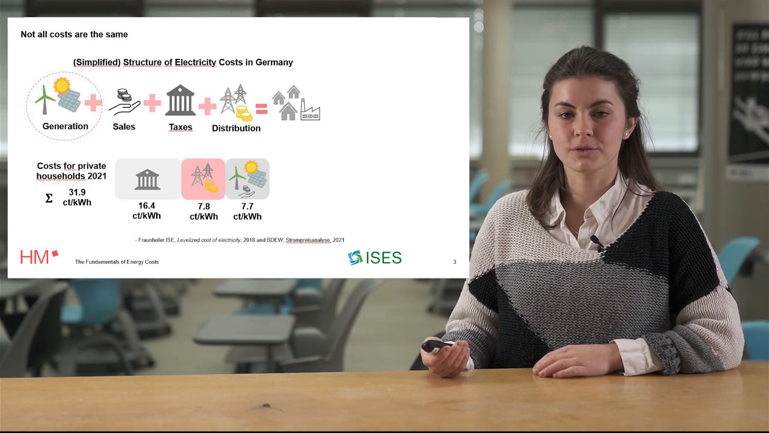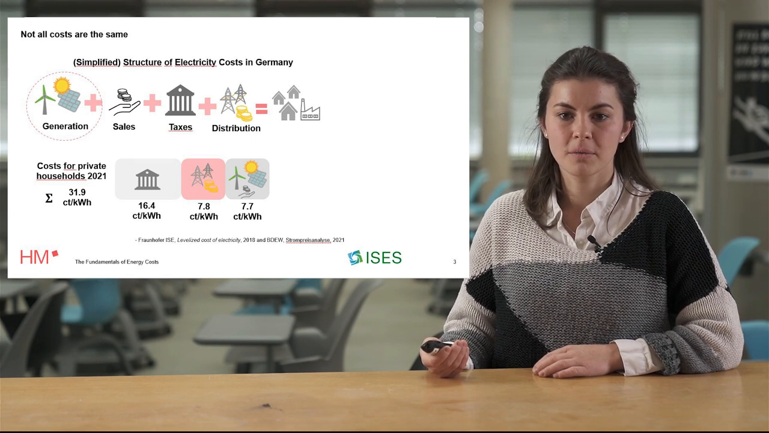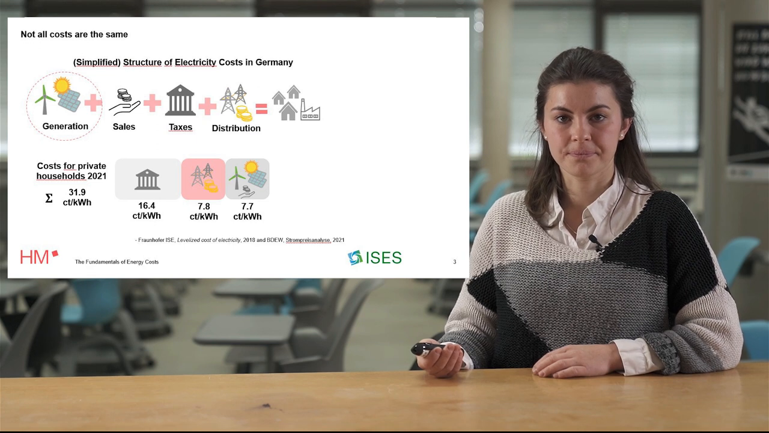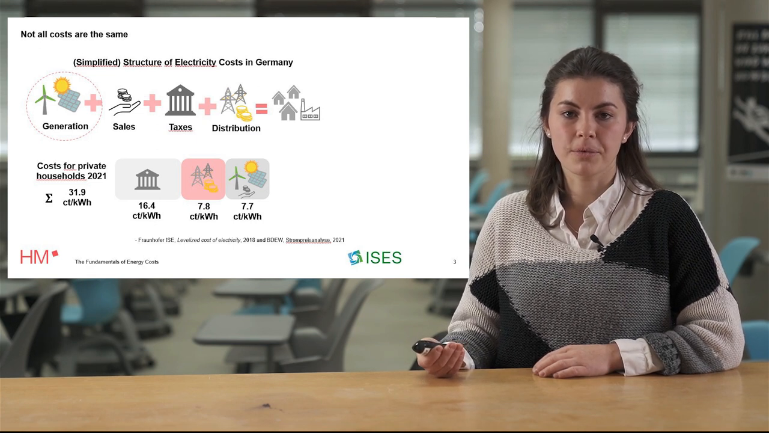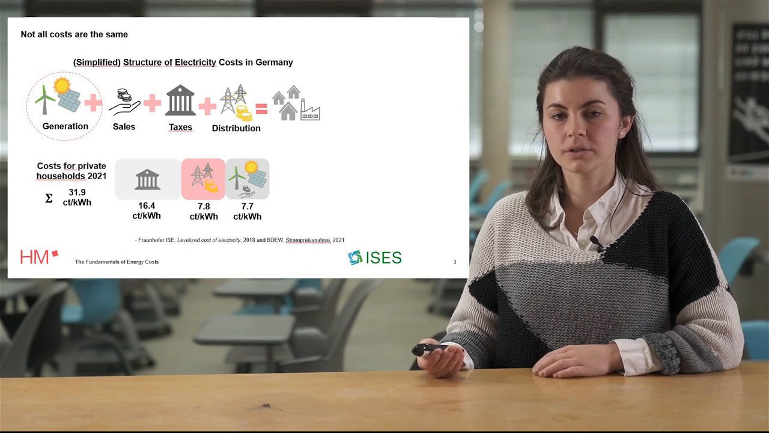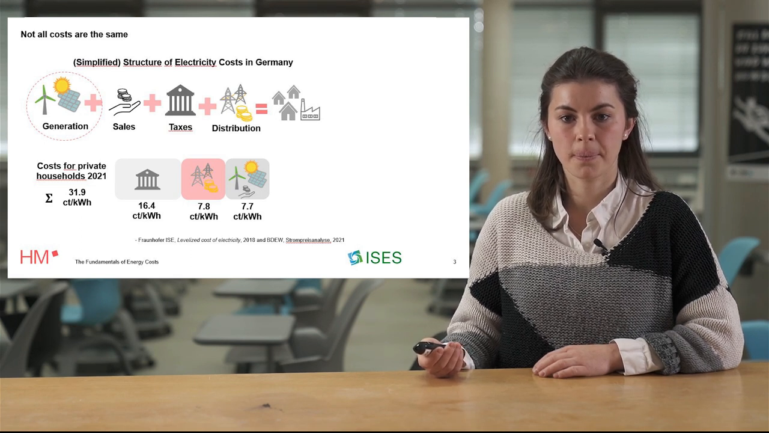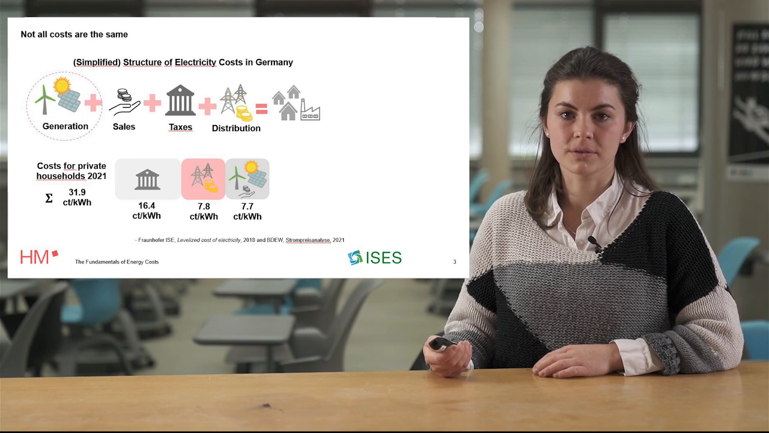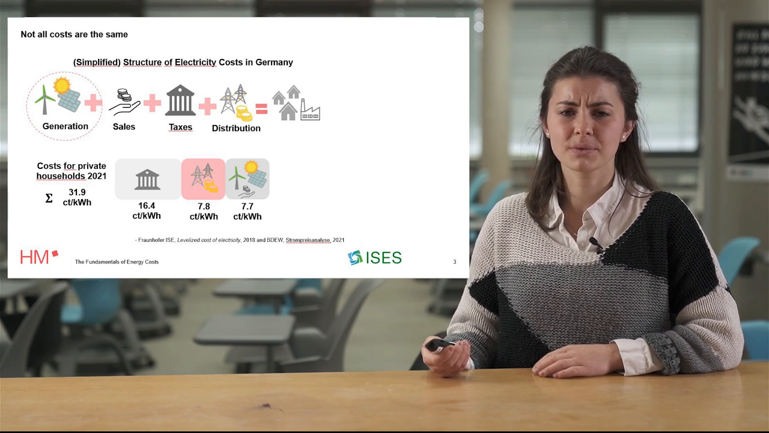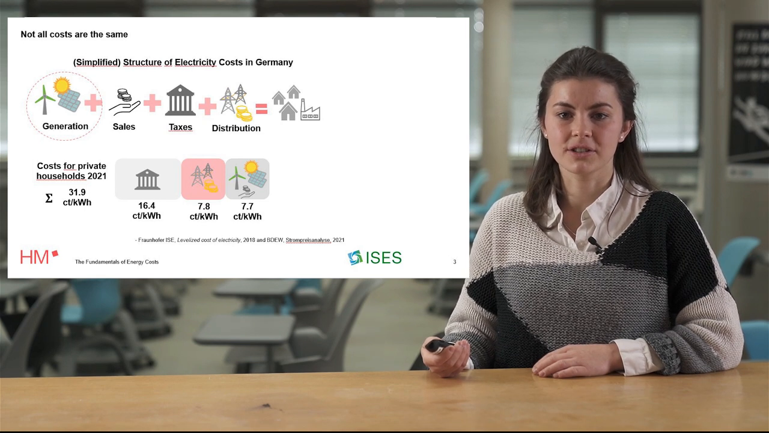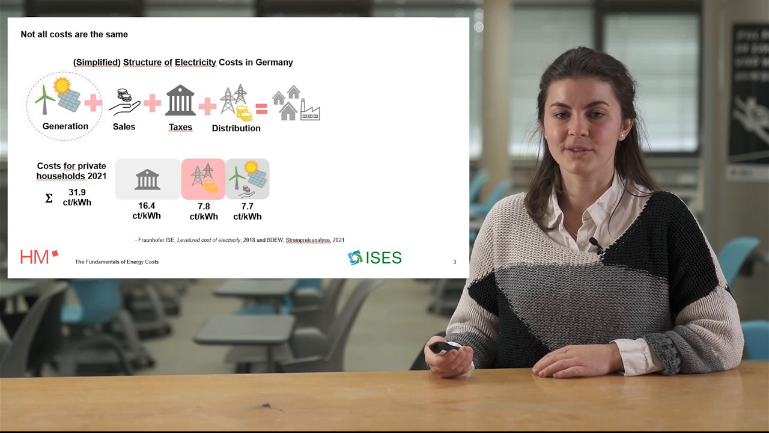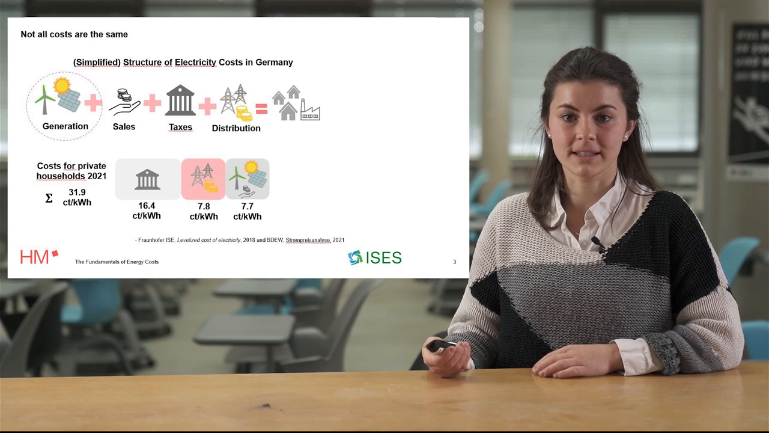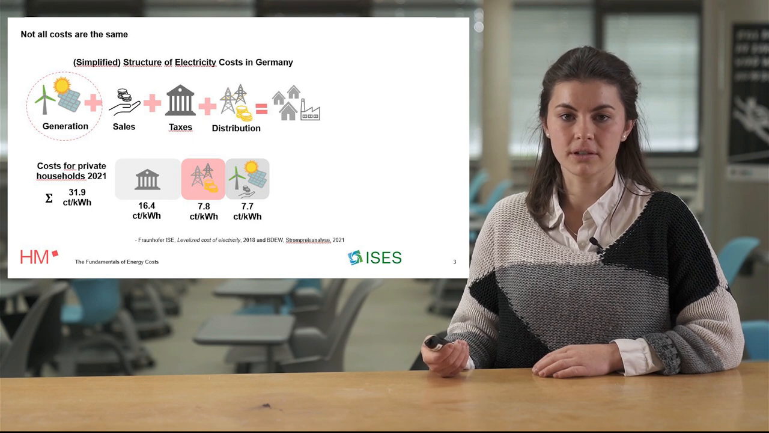Costs for sales, taxes, and distribution are also charged in other countries, but vary depending on the country. The sum represents the price for the consumer, for example, private households or industry consumers. This example shows the cost for the private households in 2021 in Germany. As we can see, over 50% of the energy costs are taxes. Only 25% are costs for generation and sales, here 7.9 cents per kilowatt hour. In the next step, we will focus on the costs for generation.